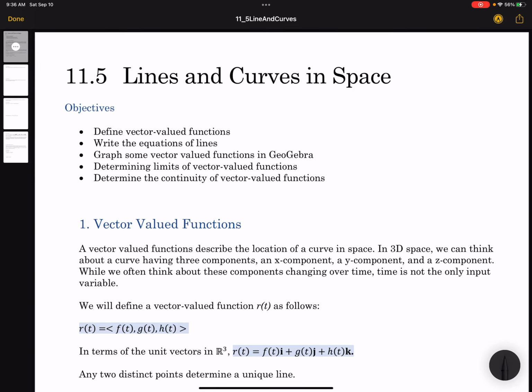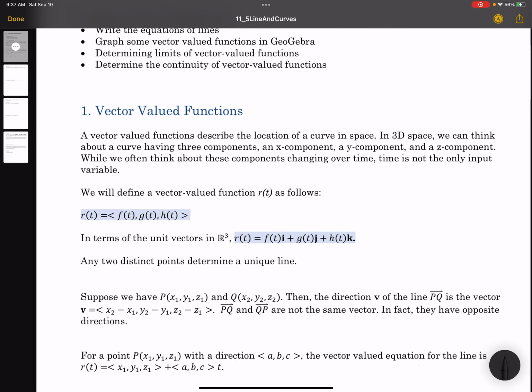Hey students, in this video we're going to be discussing lines and curves in space. You will need to use GeoGebra, so make sure you have it available. All right, so let's get through this wall of text.